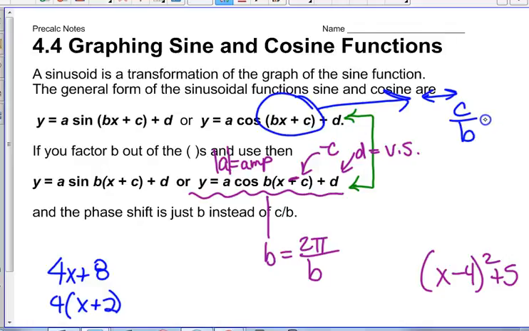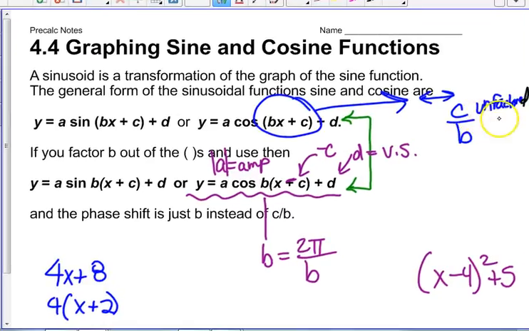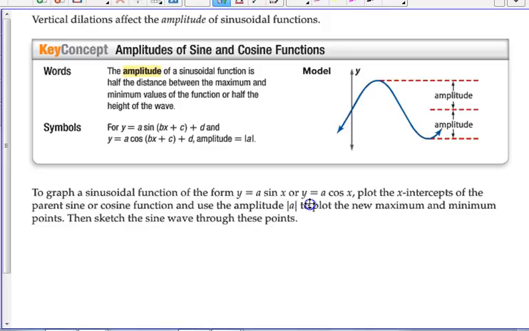So when it's in unfactored form, the phase shift is C over B. See here how the B was inside, so you'd have to factor it out. That's why I don't teach it that way. I like it factored out because it goes with what we did when we did parabolas.